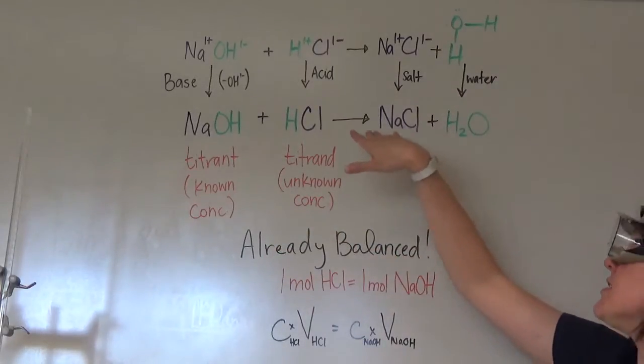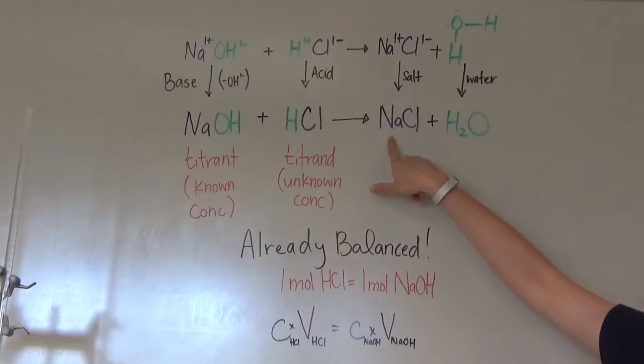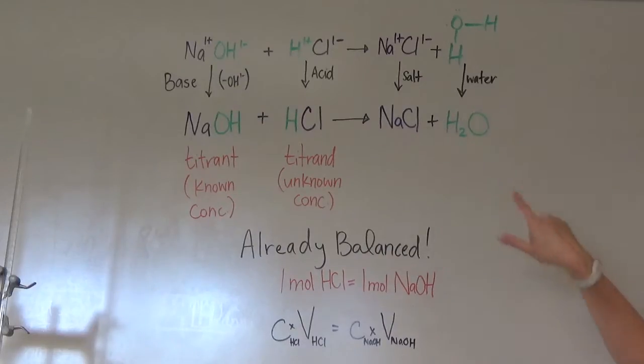And you were correct, we get a salt and a water. So my water is H2O. My salt is the Na with a 1+ oxidation state and the Cl with a 1- oxidation state. And if I look at this, I can see that it's already balanced. I have the exact same number of everything on either side.